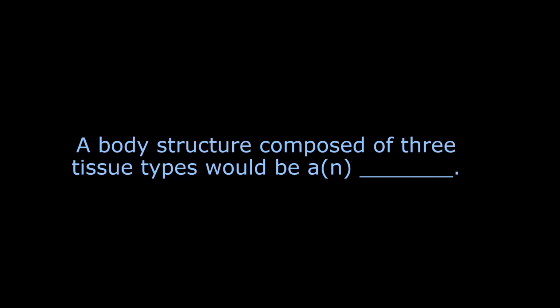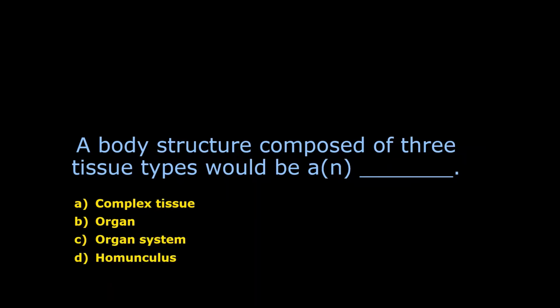A body structure composed of 3 tissue types. Okay, this goes back to the hierarchy of organization where we started with atoms to molecules to cells to tissues to organs. And that's what we're looking for here. If something is made of 2 or more tissue types, that is defined as being an organ. So complex tissue is not a real term. That's a made-up term. Don't pick that. Organ, yeah, that looks like it. Organ system, not quite, no. And a homunculus, what the heck is that?